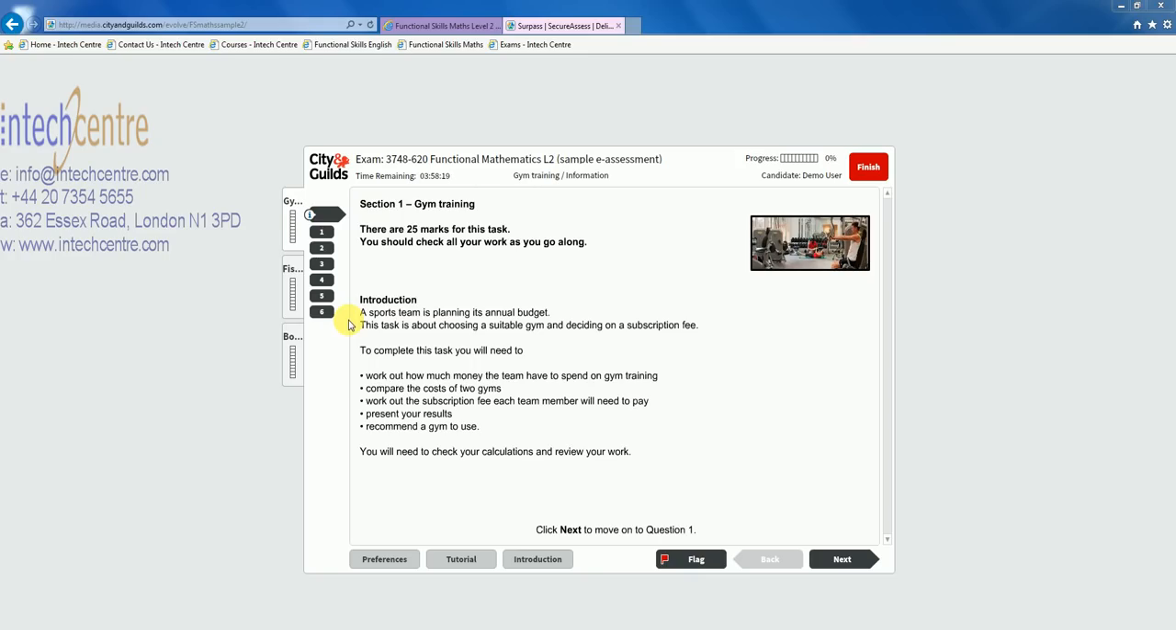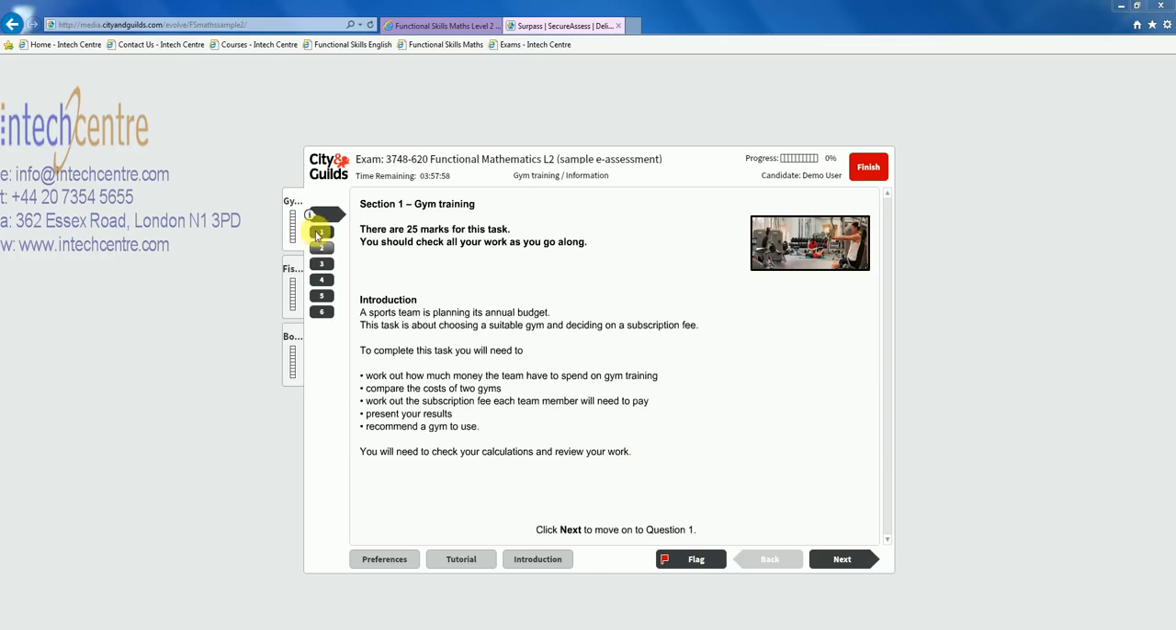To complete this task, you will need to work out how much money the team have to spend on gym training, compare the costs of 2 gyms, work out the subscription fee each team member will need to pay, present your results, recommend a gym to use. You will need to check your calculations and review your work. So we are going to click next.